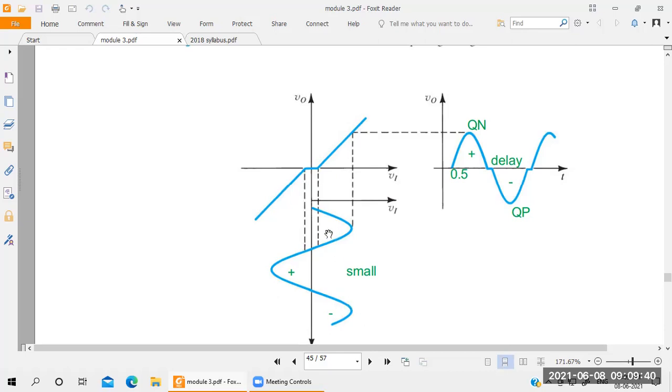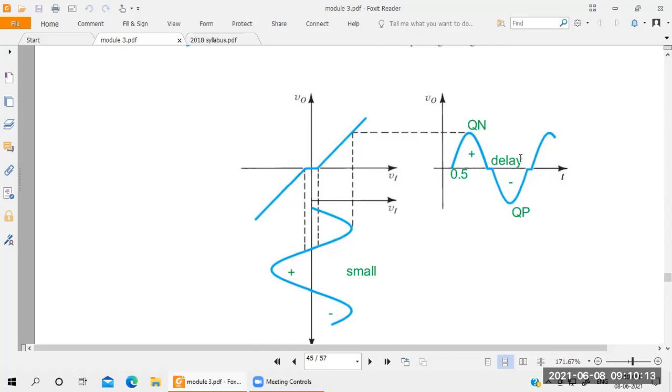If you apply negative first, we get a positive, because this one is the inverted output, which means we get a 180-degree phase shift. If you apply positive, you get a negative. If you apply negative, you get a positive. Understood? There is a change in the cycle because this is an inverting amplifier. Class B is an inverting amplifier, so you get inverted output.